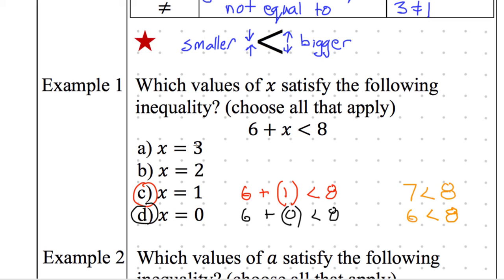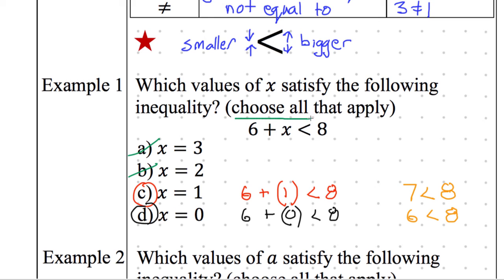Of course, if I plug in 2 and 3, those are not answers. So let's go ahead and just cross those out. If I plug in that 2, I'm going to get 6 plus 2, which is 8. 8 is not less than 8. I have to have something smaller on the left-hand side because these two are closer together. So 2 is not an answer, and 3 is definitely not an answer because then I'd have 9 on the left-hand side. So the only two answers are C and D.